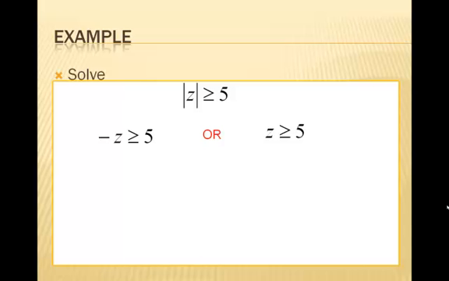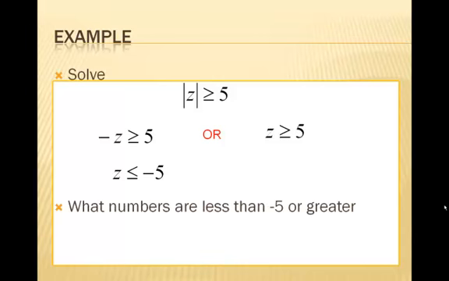Now I'm going to solve each of these separately. With the one on the left, imagine multiplying both sides by a negative 1, and that will flip my sign. So I'm looking for numbers such that they are less than or equal to a negative 5, or I'm looking for numbers that are greater than or equal to 5. So I'm looking for numbers that either satisfy one condition or the other condition. In this case, I actually get two different intervals: all the numbers between negative infinity up to negative 5 inclusive, or all the numbers from 5 up to infinity.